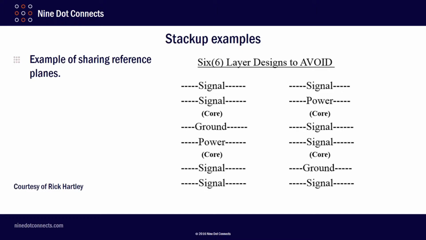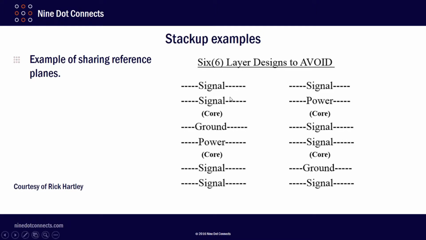Here's an example of sharing reference planes. Again, here's another example that Rick Hartley has given me, an example of a 6-layer design to avoid. You see this all the time where you'll have internal ground and power, and they think, oh, this is great, I have a ground and power that's really close. It may be on a 2 mil substrate, so I've got all this internal capacitance created to minimize my ground bounce and to create decoupling. And so what they do is put the signal layers on the outside.